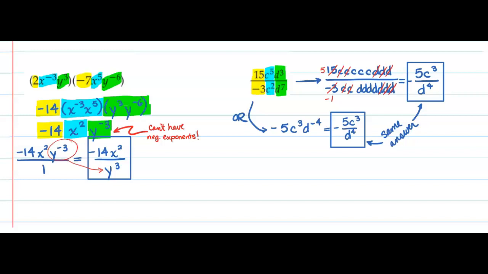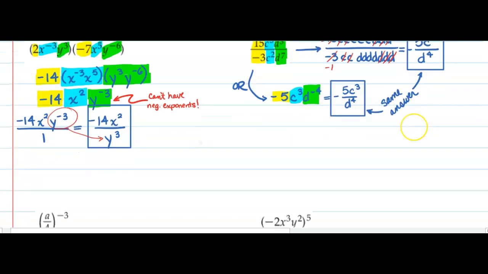In the second example, I showed 2 ways of doing this. You can expand everything and cancel it out, or you can work on the coefficients, then anything with a base of c, and finally everything that has a base of d. Either way, when we remove the negative exponents, we get the same answer.